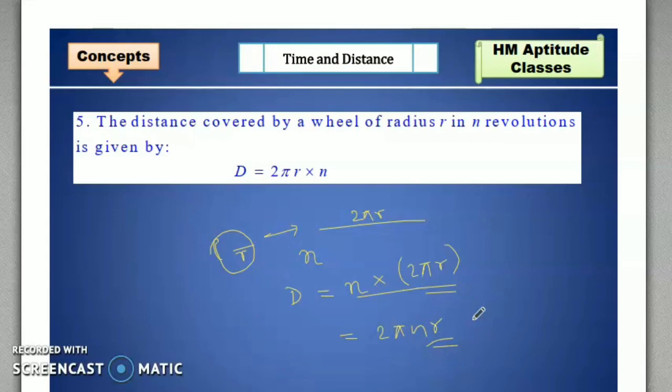So in this video we have learned the different formulas related to time and distance. In this class we have not included any numericals, so in the next class we are going to discuss the numericals related to this topic.